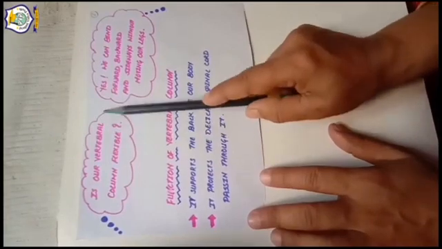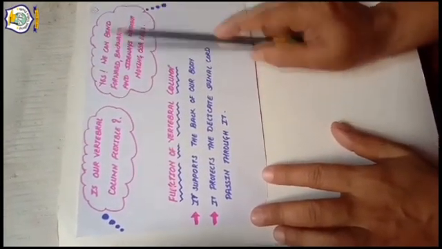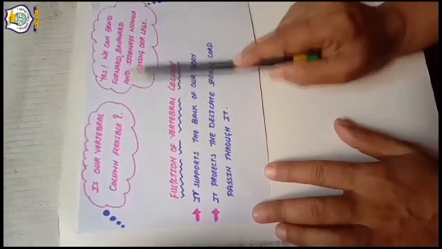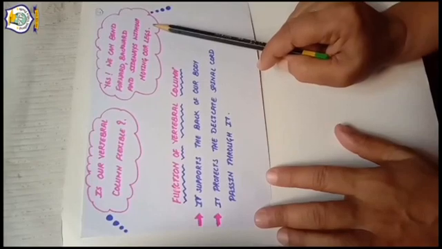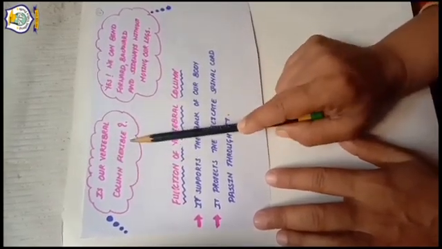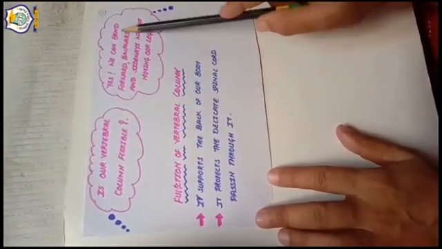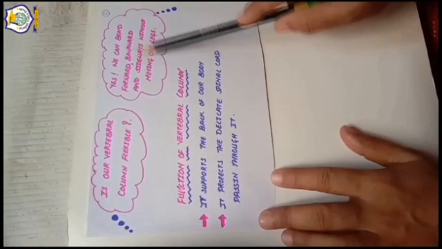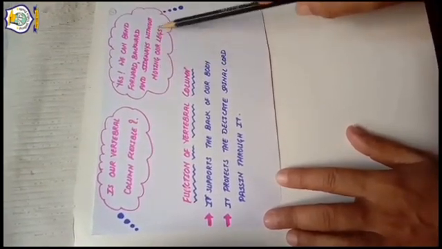Is our vertebral column flexible? Yes, we can bend forward, backward and sideways without moving our legs. It means that the vertebral column is flexible, and because of its flexibility we can move forward, backward and sideways without moving our legs.